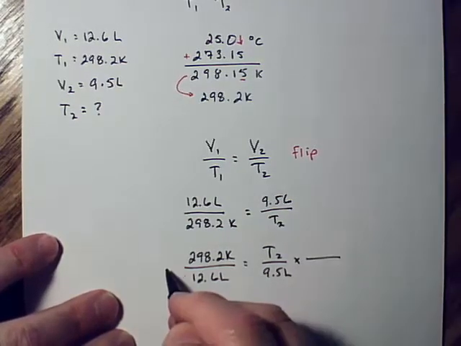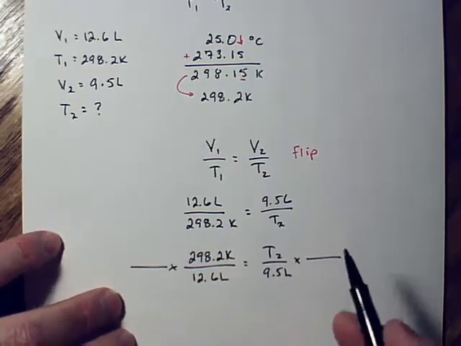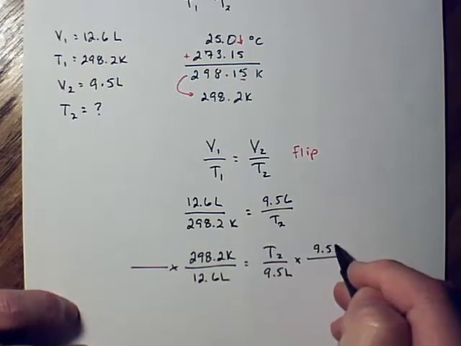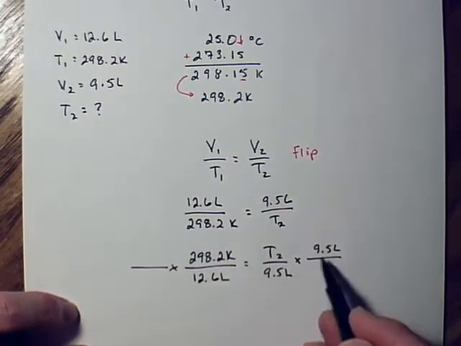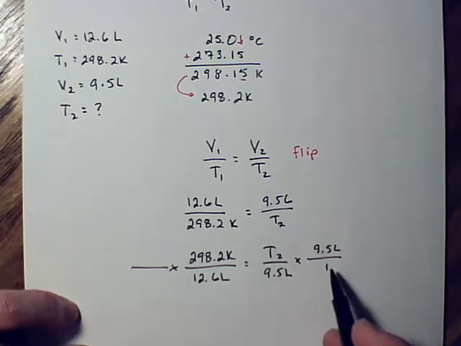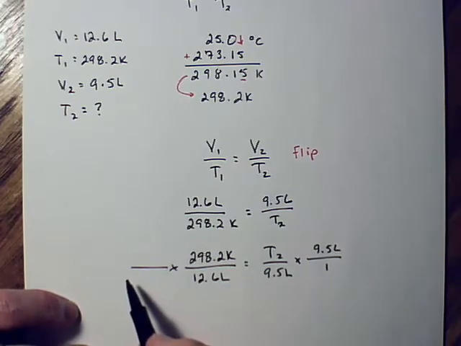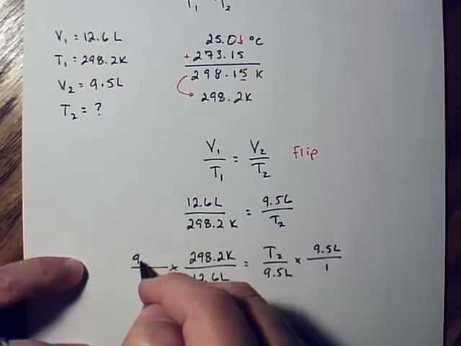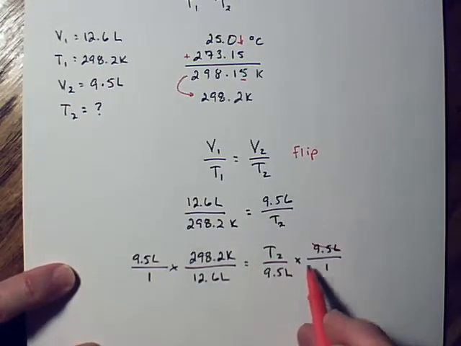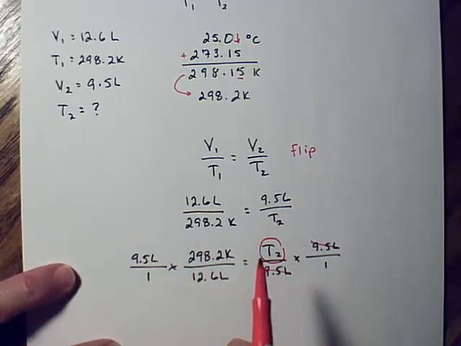And now we want to set it up to cancel everything except the unknown, if we can, on one side of the equal sign or another. And the way we're going to do that is to put 9.5 liters on top here so that this actually cancels out 9.5 liters, leaving us with T2 by itself. But you can't forget that whatever you do to one side of the equality, you must do to the other, or that doesn't remain equal. So we've got to put 9.5 liters over here over 1. This allows us to cancel all of that, leaving us with T2 by itself. You don't have to circle T2, I just did that to show you we have it by itself.